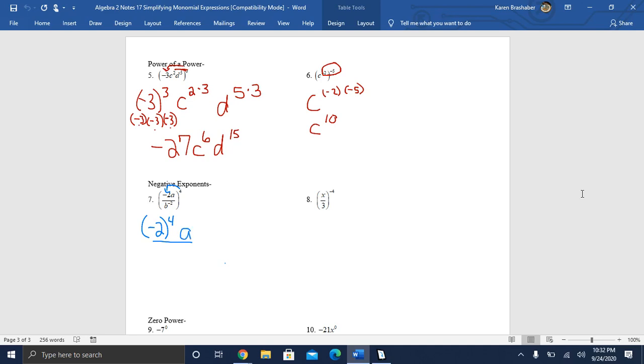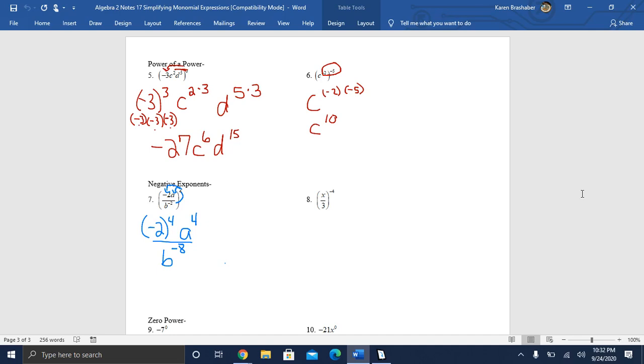Then I have a. Well, the 4 is also going to be an exponent for the a. Then in the denominator, I have b, and I have -2, but I have this 4th power on the outside, so we'll multiply. -2 times 4 gives me -8.